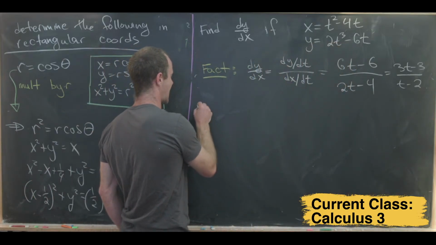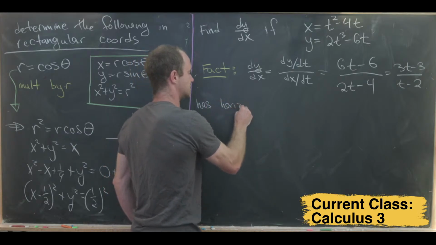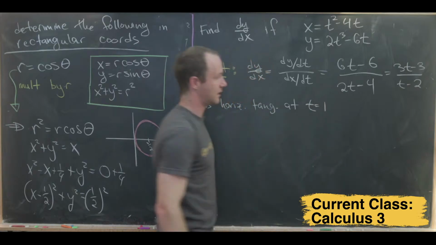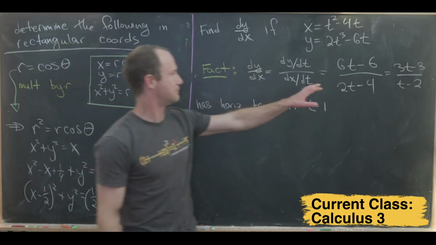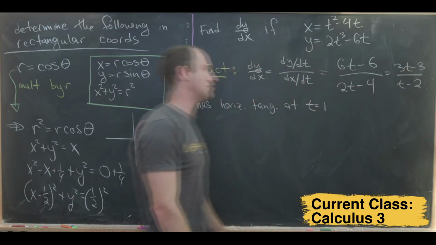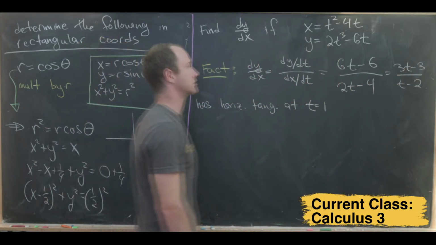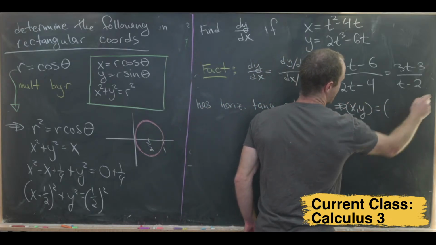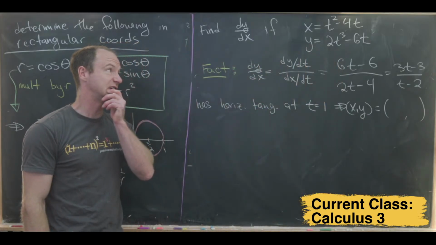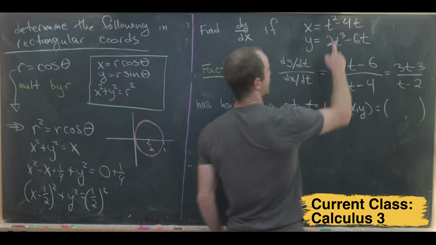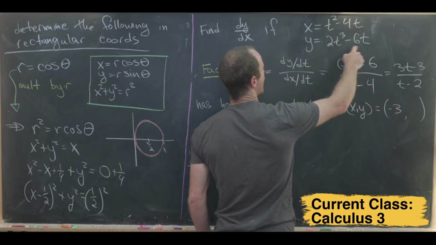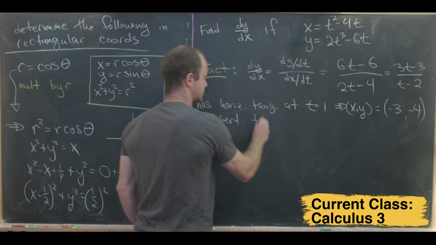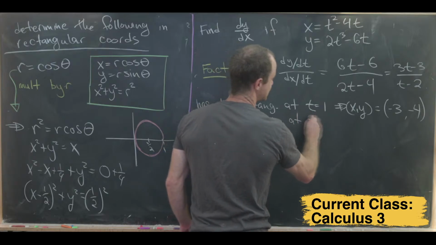Now notice that this has a horizontal tangent at t equals 1. Why do I know that? I know that because that makes my derivative equal to 0, because my numerator is equal to 0 while my denominator is not equal to 0. So t equals 1 means what coordinate are we at in the xy plane? Well, we can plug that t equals 1 into our original setup, so that's going to be minus 3, minus 4. And then we have a vertical tangent at t equals 2.